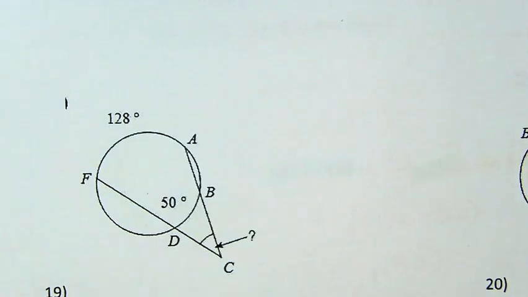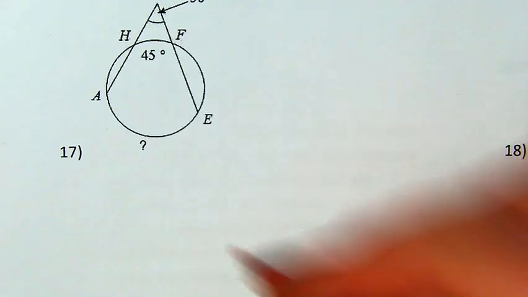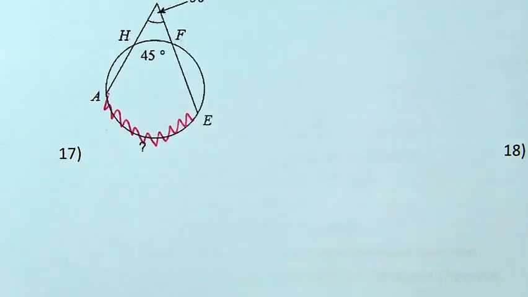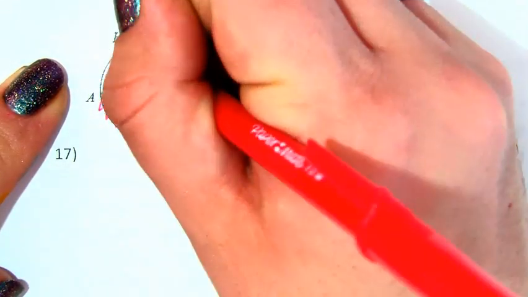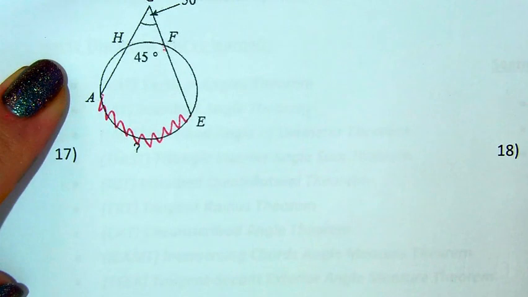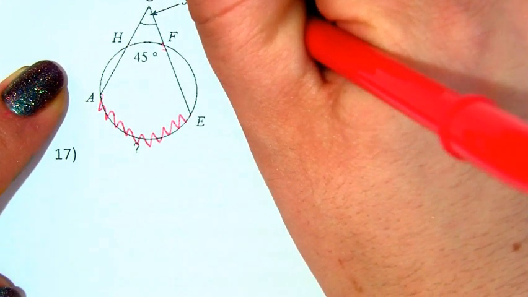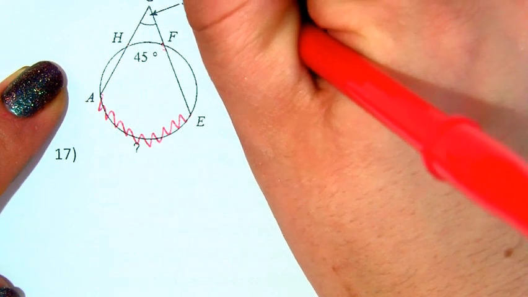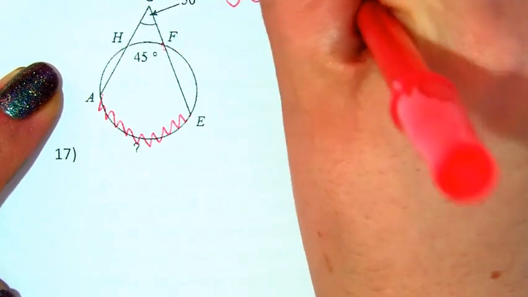On the back side, 17, let's do this one. 17 is asking for the measure of this arc right here. So this looks like one of our exterior angle measures. It looks like it's going to be secant, since these guys are touching the circle twice. So what this says is the secant exterior angle measure theorem.